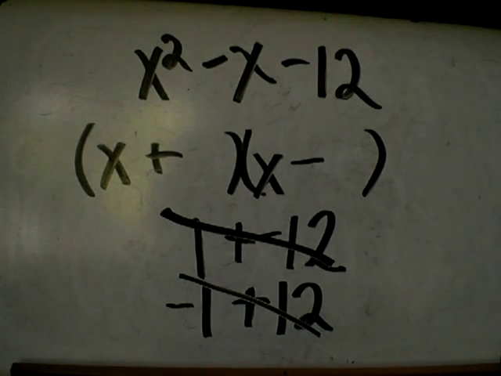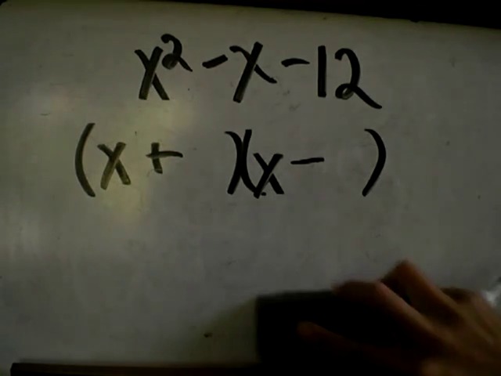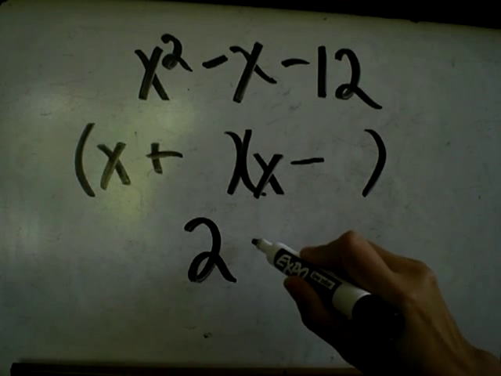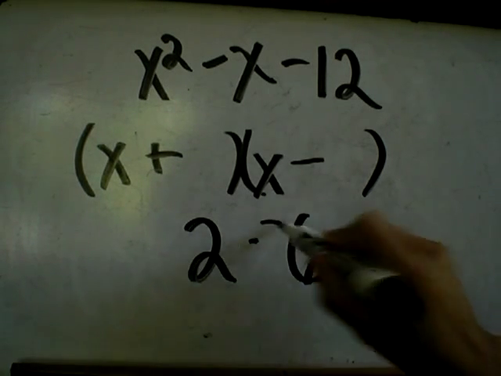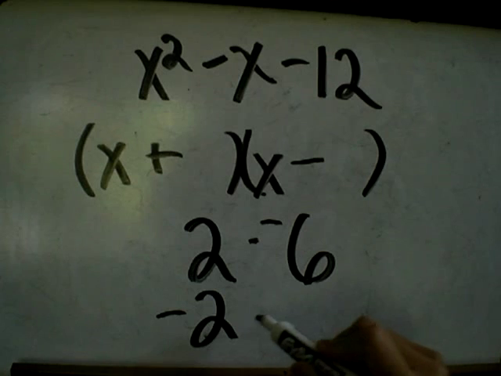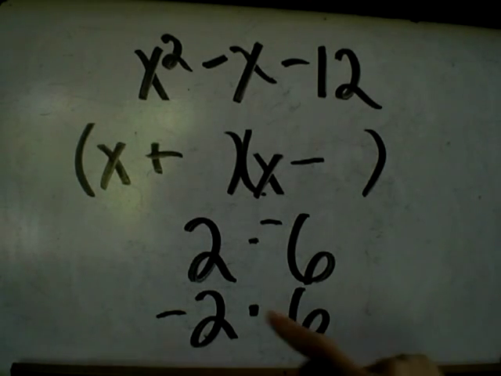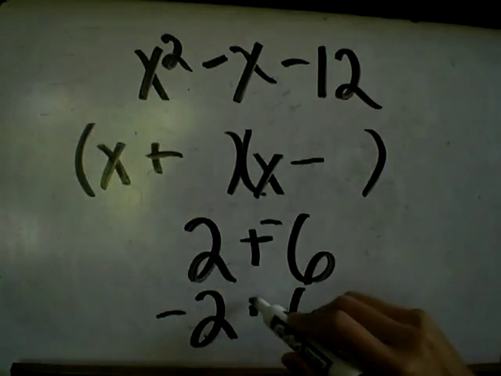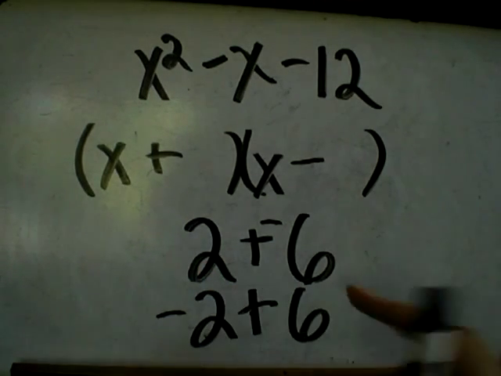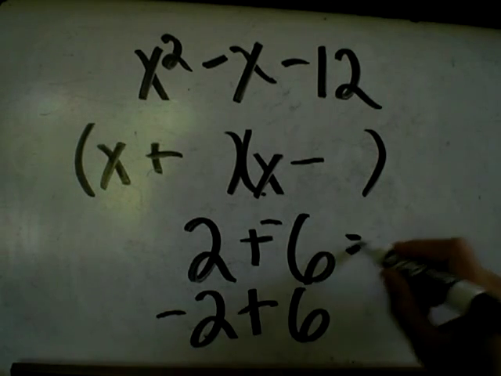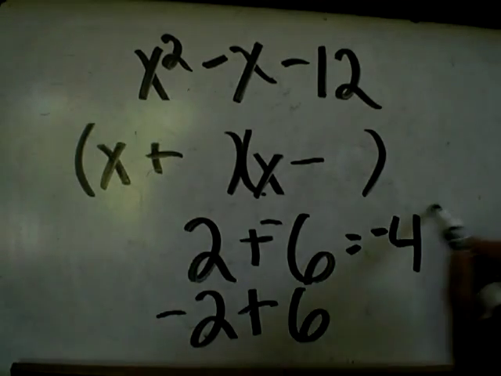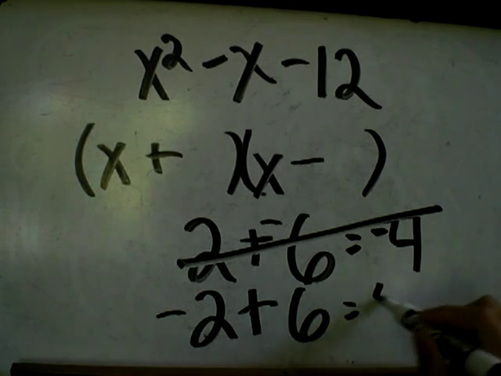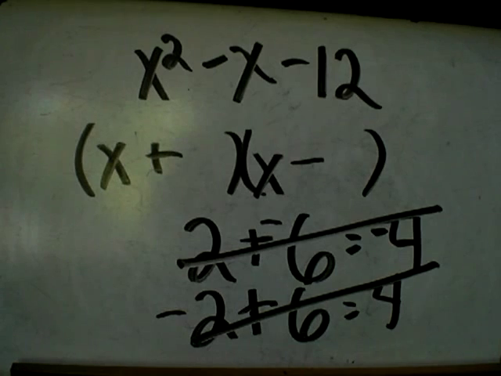So let's try something else. We could do maybe 2 times negative 6, and this one might be negative 2 times positive 6. But remember, when we add them, we need to get negative 1. 2 plus negative 6 gives us negative 4, so that's not negative 1. Negative 2 plus 6 gives us positive 4. So we have to try again.